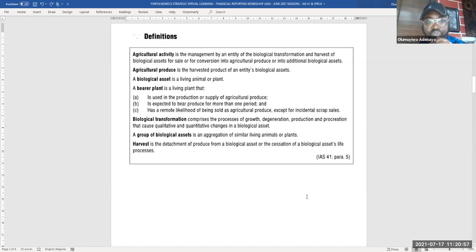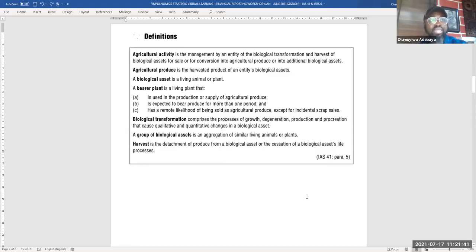What are bearer plants? Before I look at the terminology used by the standard, bearer plants are simply plants or trees that take a substantial period of time to develop. The development process is such that upon maturity, they start to bear fruits, and they are expected to bear fruit for a period far more than 1 year. A simple example of such plants, or how I could characterize them, are cash crops.